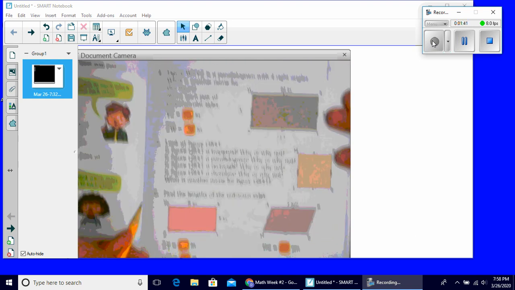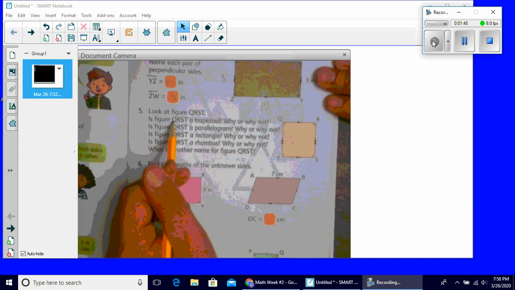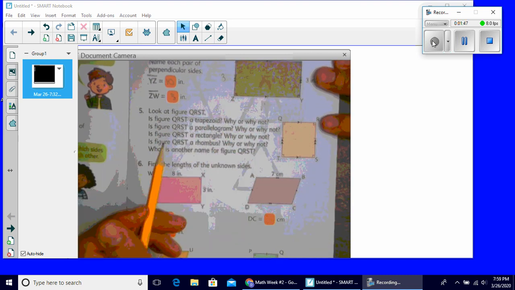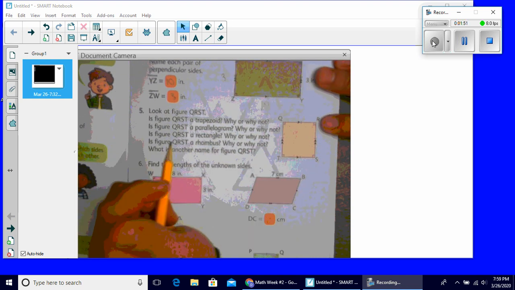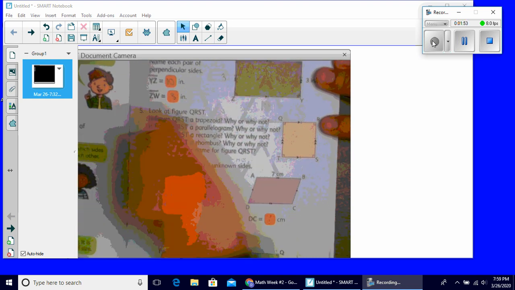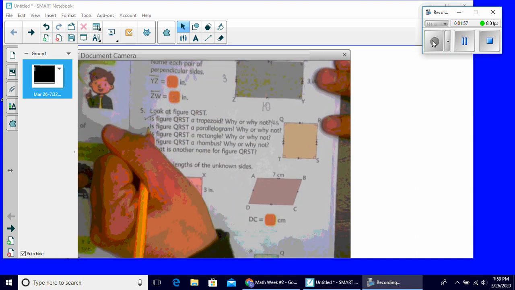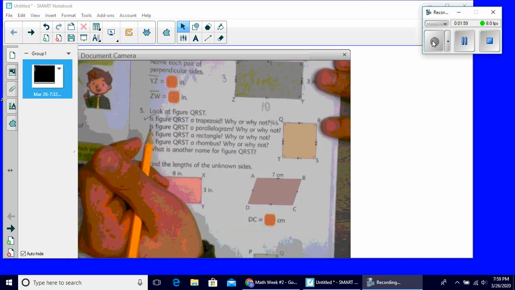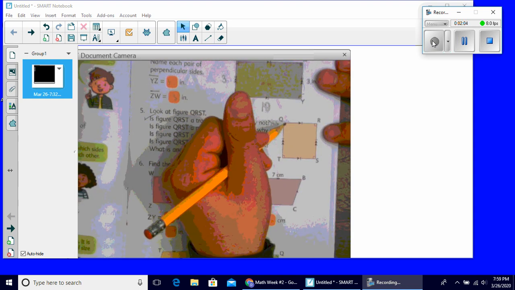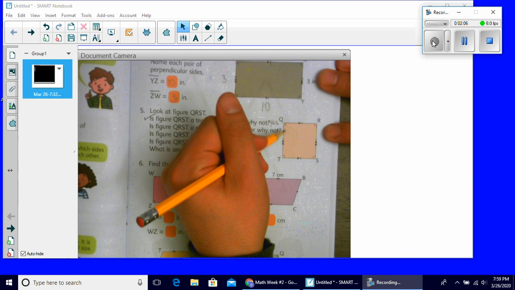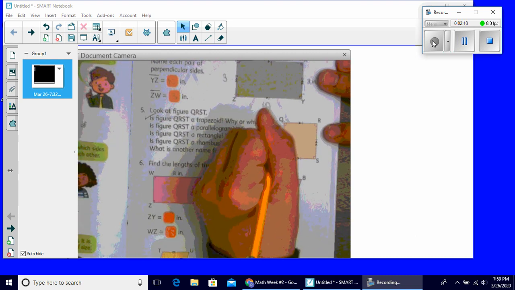Let's keep going. Look at figure QRST. Is QRST a trapezoid? Why or why not? It is a trapezoid because we know a trapezoid has at least one pair of parallel sides. So the answer is yes. Is figure QRST a parallelogram? Why or why not? It is a parallelogram because we know a parallelogram has 2 pairs of sides of equal length and opposite sides that are parallel. So the answer is yes.